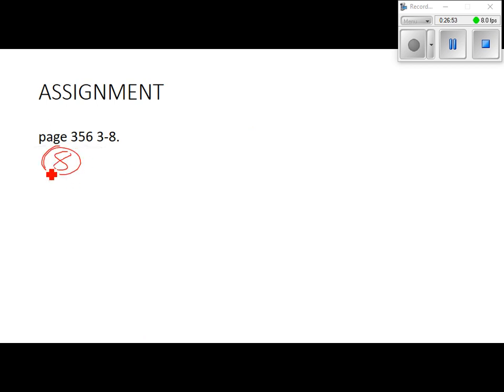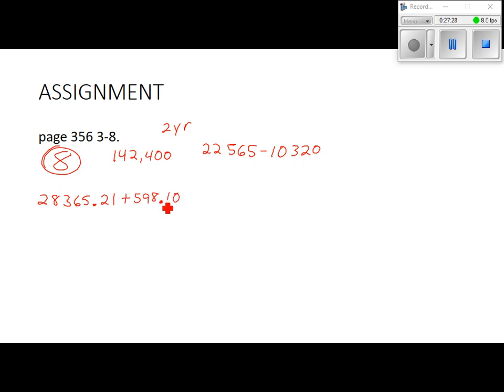Number 8, last one. Make sure your names are on them. Last year, Cartillo drove 142,400 miles in a delivery van that he purchased 2 years ago for $22,565. It is now worth $10,320. His variable costs this year for gasoline were $28,365.21. Oil and filter, $598.10. 2 sets of tires, $897.60.